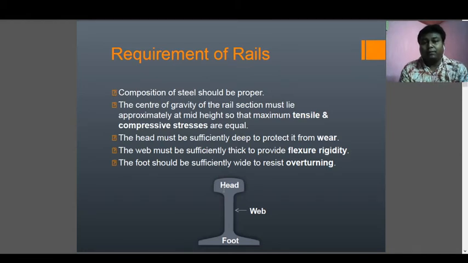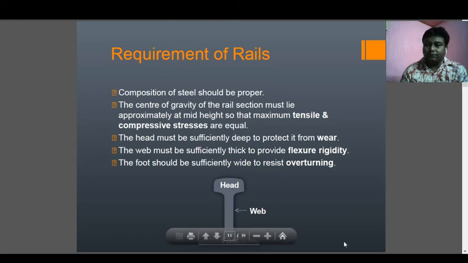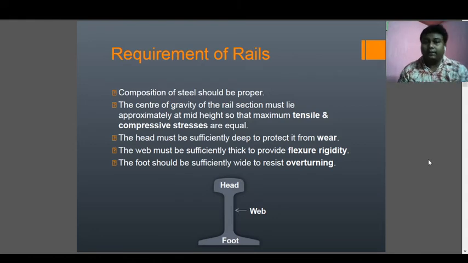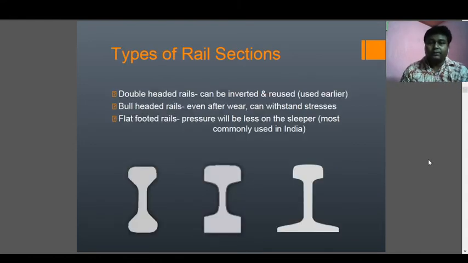The web must be sufficiently thick to provide flexural rigidity. Yes, definitely this is the web part. The bottom is the foot, the upper is the head, and the connector between the two is the web. So the web should be sufficiently thick so that the flexural rigidity is sustained. The foot should be sufficiently wide to resist overturning. This part should be widened enough so that the train cannot be overturned in some places. These are some types of rail.